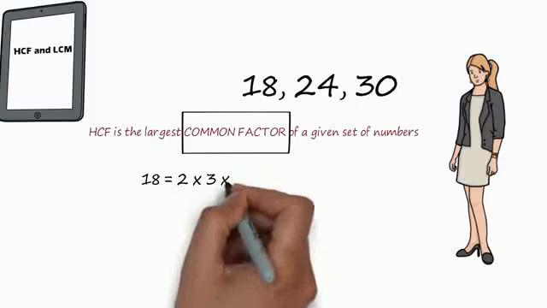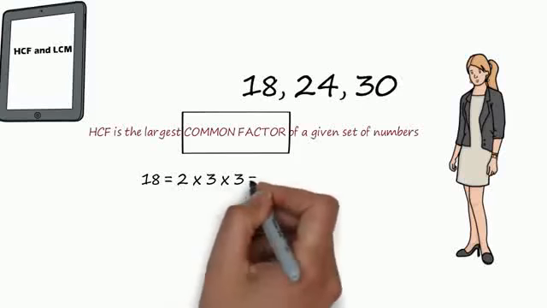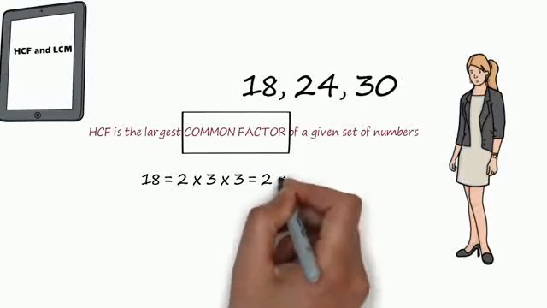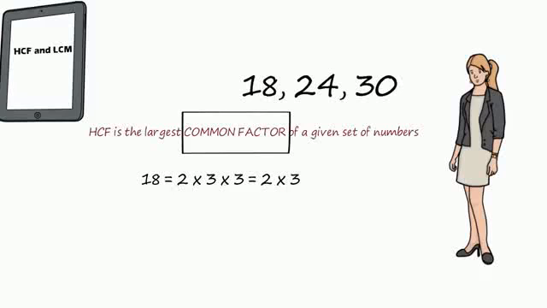And the starting point is by looking for the product of prime factors of 18, 24, and 30. So the product of 18 is 2 times 3 times 3, which can be expressed as 2 times 3 to the power 2. You get 18.